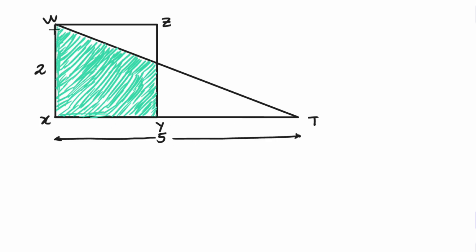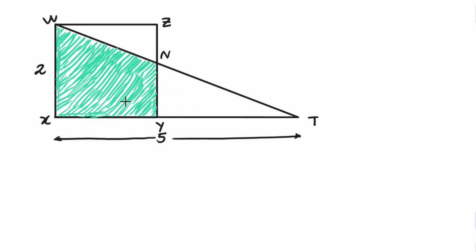We are given that WXYZ is a square with each side equal to 2 units, and the total length from point X to point T along the base is 5 units. A straight line joins point W to point T and meets the right side of the square at point N. Our goal is to find the shaded area.